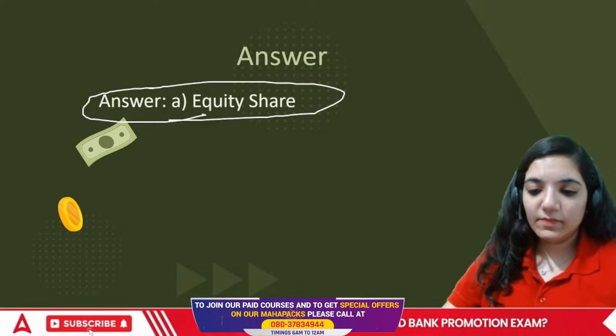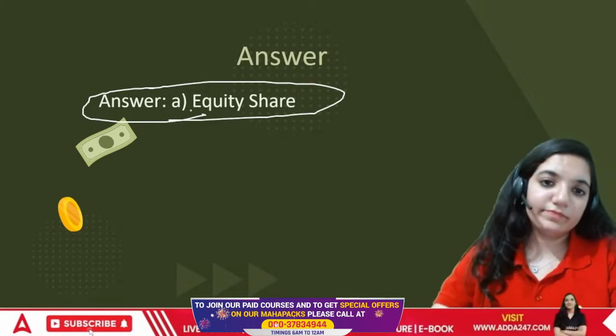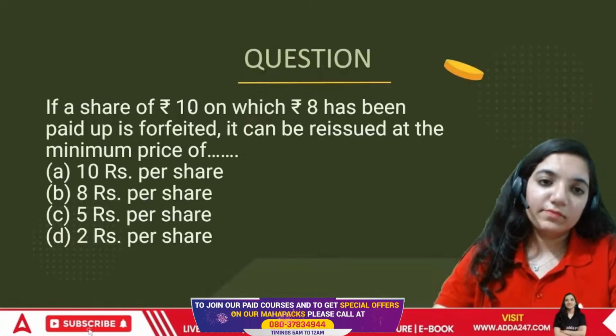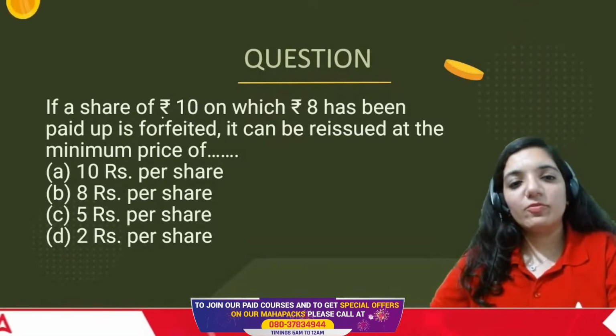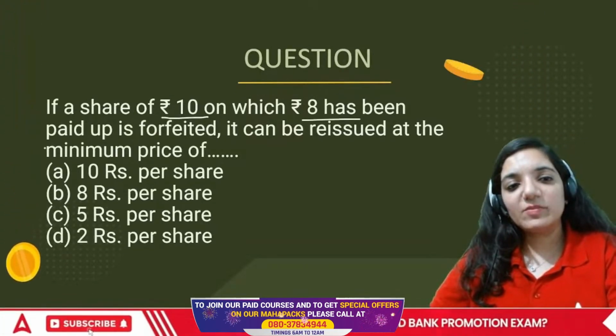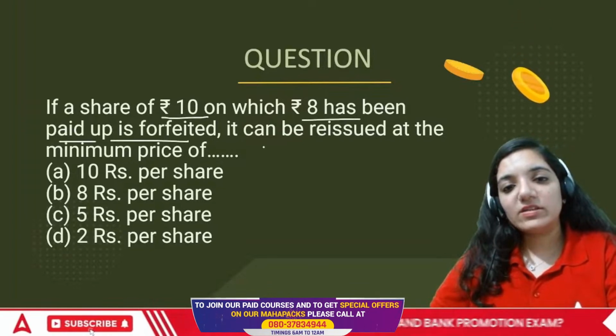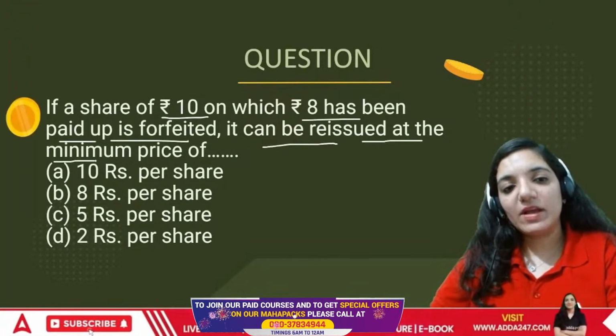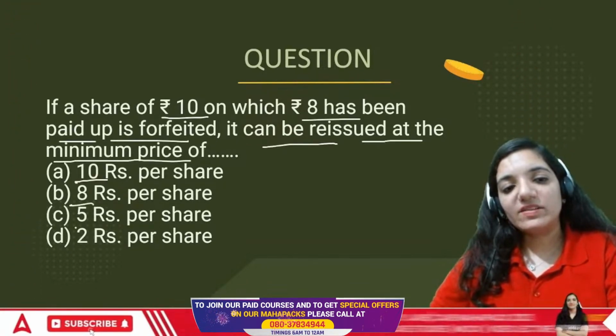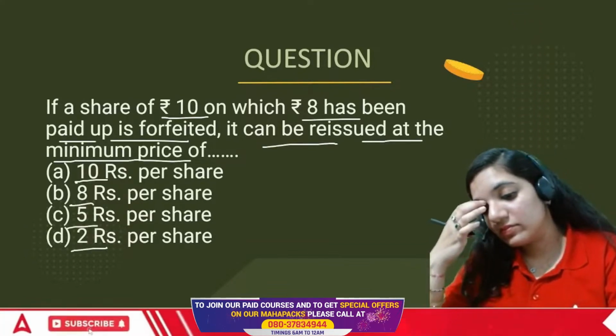Done, everyone? If a share of rupees 10 on which rupees 8 has been paid up is forfeited, it can be reissued at a minimum price of rupees 10, rupees 8, rupees 5, or rupees 2.